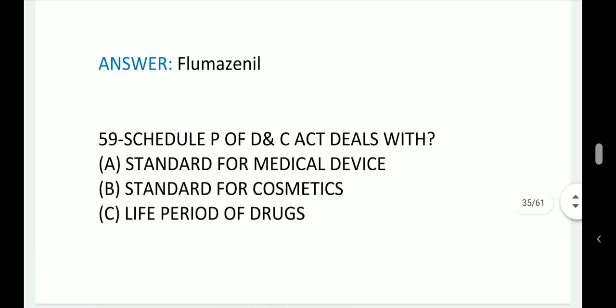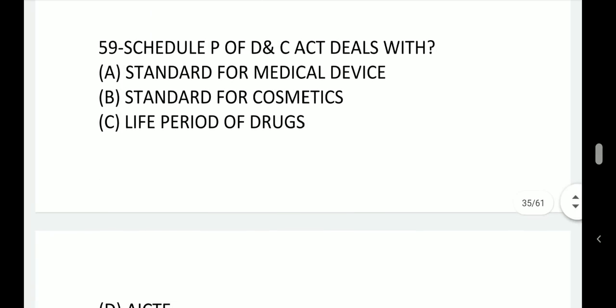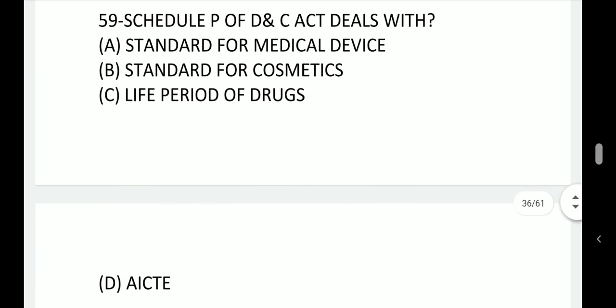Question number 59. Schedule P of DNC Act deals with option A, standard for medical device. Option B, standard for cosmetics. Option C, life period of drugs. Option D, AICTE.